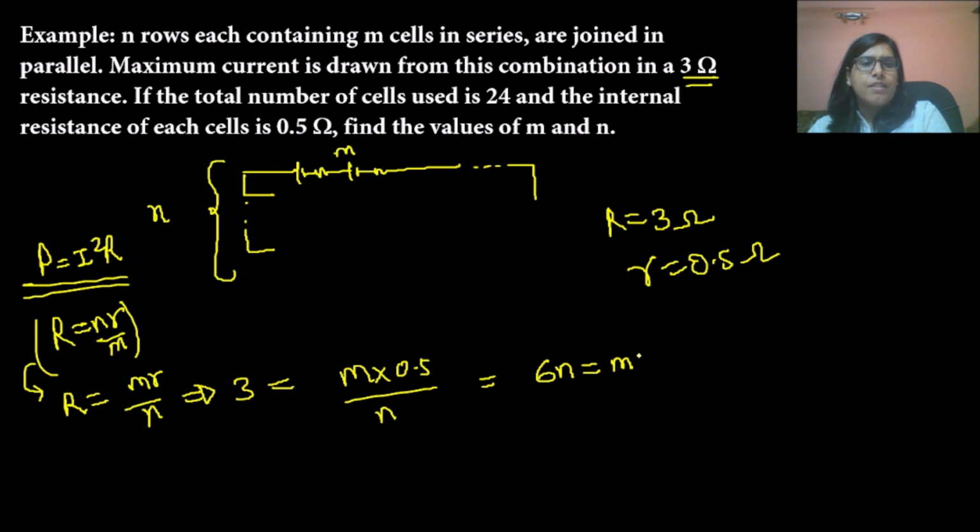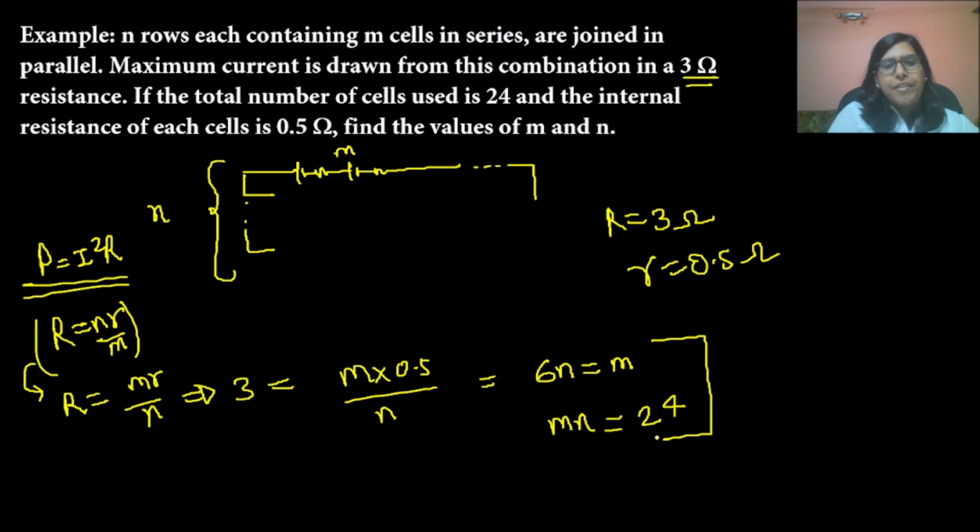Now how many cells? 24 cells. In one series there are m cells, and in one branch, how many cells? m cells. And how many rows? n rows. That means the total number of cells will be m into n, that is 24. So solve these two equations and we will find the values of m and n. So here we will end this chapter, and in the next chapter we will study electric devices.